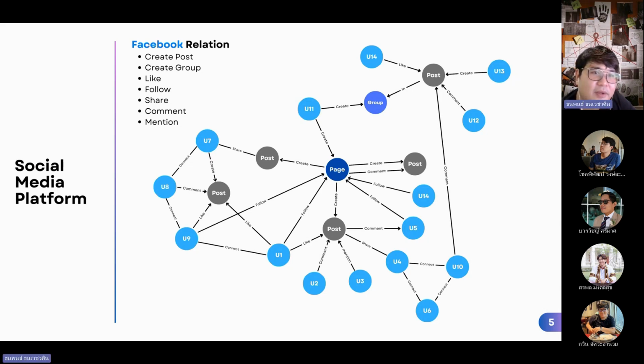This diagram represents the key components of Facebook that we analyze as part of our study. Each node and connection here shows how users interact with the post, page, group, and each other. For example, users can create posts, like, share, follow, comment, or even mention others. These interactions form a network of relationships that we need to collect and analyze. By gathering data on these interactions, we can build a social graph that helps us identify patterns, such as which accounts are central to spreading content. This is critical for understanding and addressing harmful activity on the platform.